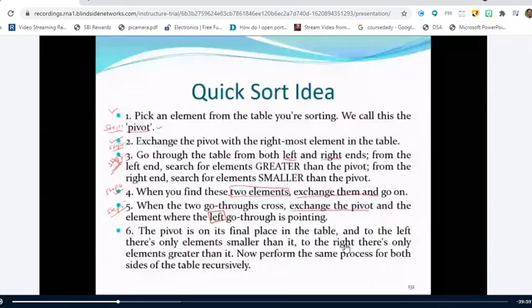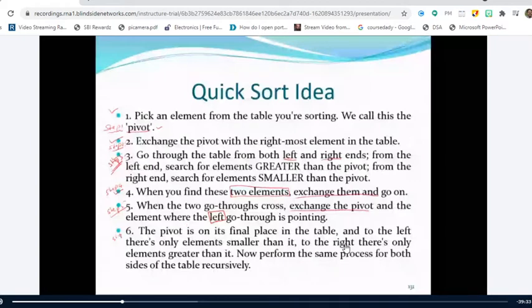When you have swapped the pivot with the element pointed by the left or right pointer, the pivot has been placed in the correct position. The elements towards its left-hand side are less than the pivot, and the elements towards its right-hand side are greater than the pivot. This is what step 6 is saying.